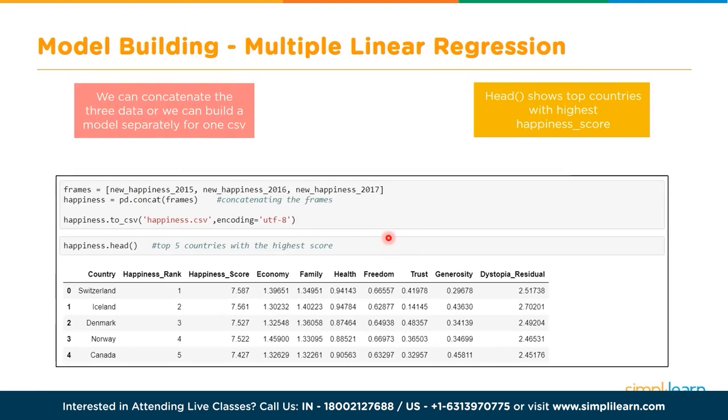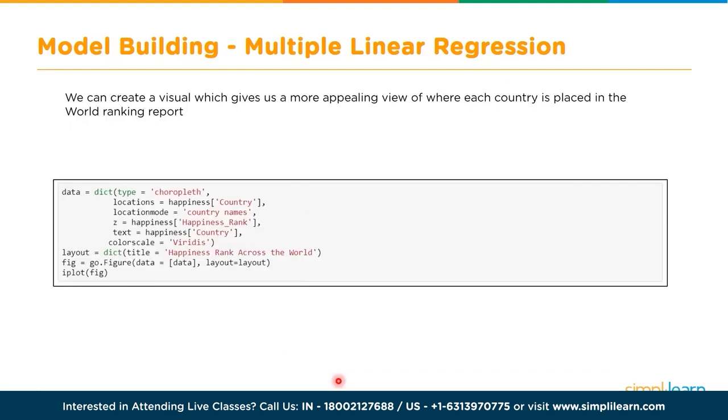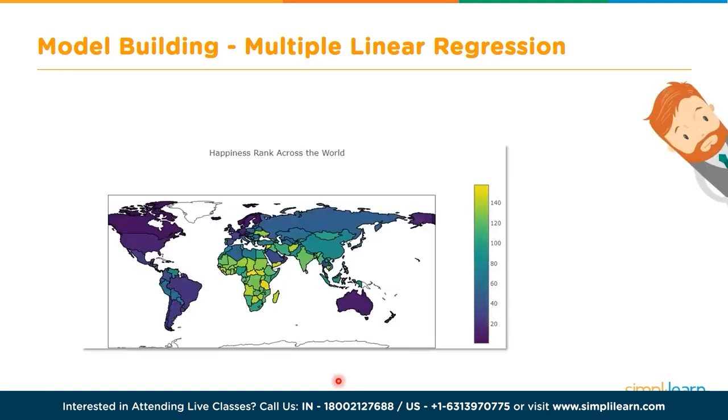We probably don't need them, so we drop those columns so that we don't unnecessarily use all the columns and make the computation complicated. We can then create some plots using the Plotly library, which has some powerful features including creation of maps, just to understand the pattern, the happiness quotient, or how the happiness is across all the countries. So it's a nice visualization.